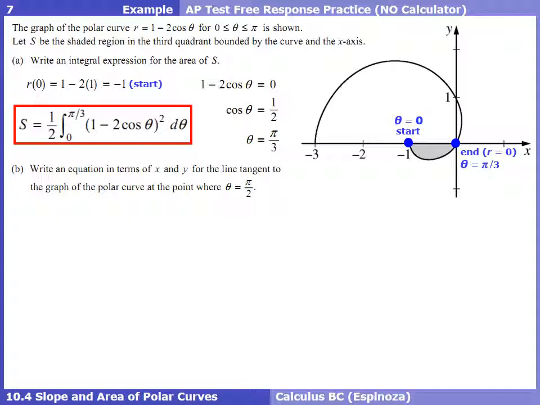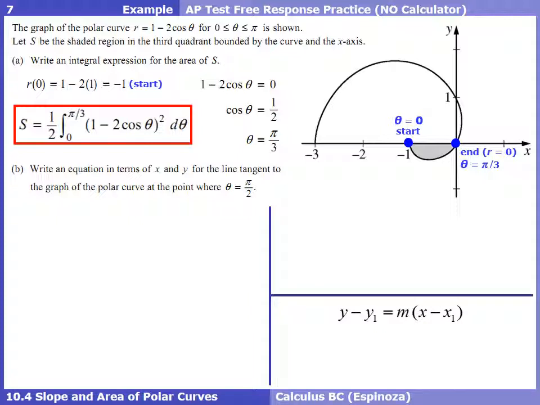We need to write the equation in terms of x and y for a tangent line equation. And that tangent line is going to be at the point where theta is equal to pi over 2. So luckily we can at least start with what we should always start with when we're dealing with these tangent line equations, our tangent line formula. After that, it's a matter of figuring out what our slope is, what our y value is, and what our x value is, and of course we can plug those in. So let's go after the x and the y first. If you recall from 10.3, to find x when you're dealing with polar equations and to find y when you're dealing with polar equations, we can use these two formulas right here.